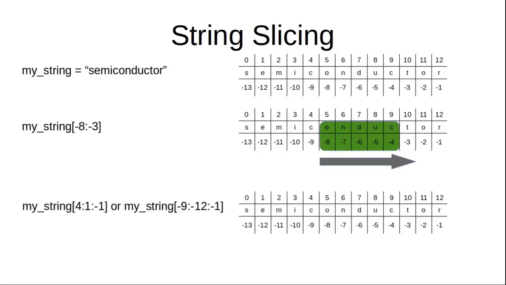You can also slice in reverse order with two conditions. Start argument should be strictly greater than stop argument, and step argument should be a negative integer. For example, these two slicings give the same result. My string with start 11, stop 8, step -1 gives 'cim', and similarly my string with -9, -12, -1 gives 'cim'. And the arrow shows the sense of slicing.